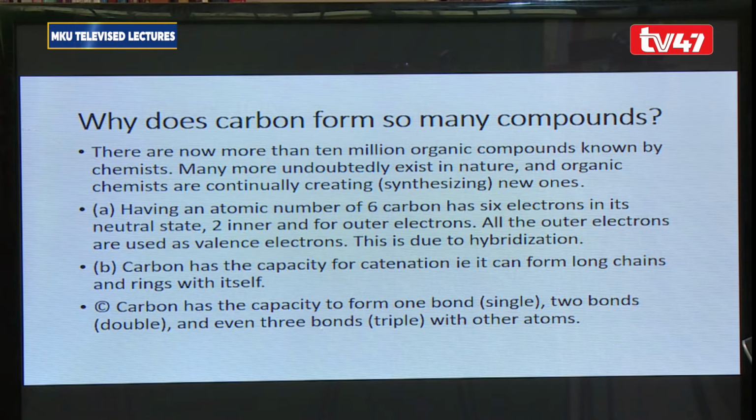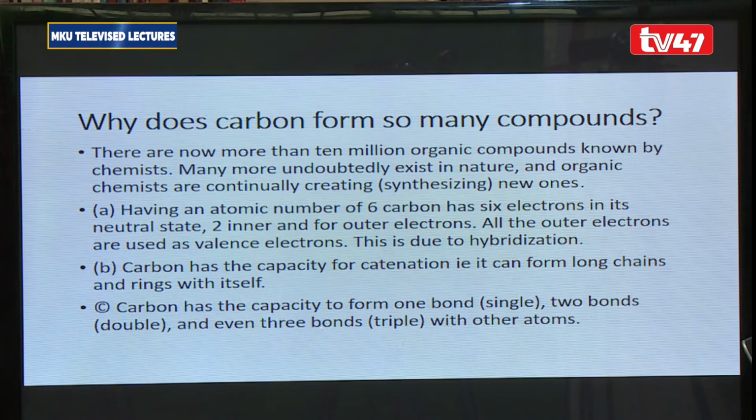Yet that element is not even one of the most abundant. And the reason is simple. In terms of different compounds that are known, organic compounds constitute more than half of all those known compounds. In fact, we have more than 10 million known organic compounds, and yet others are yet to be discovered, including the capacity to be synthesized.